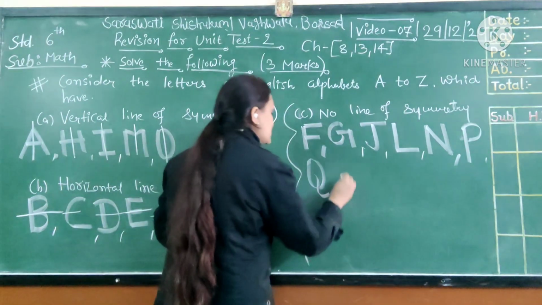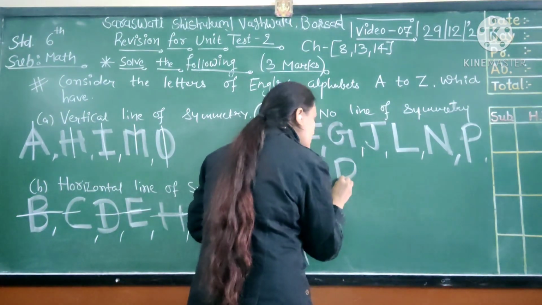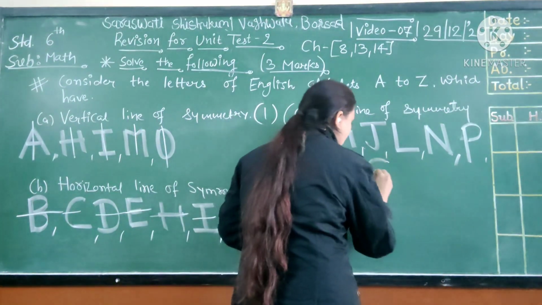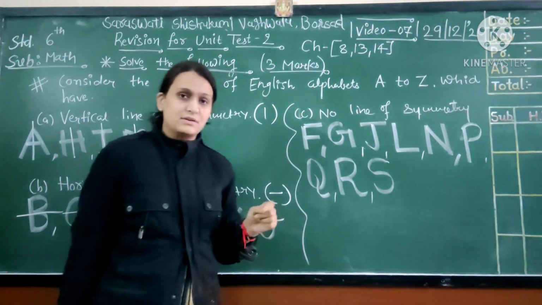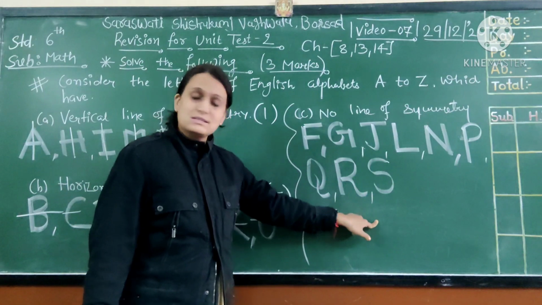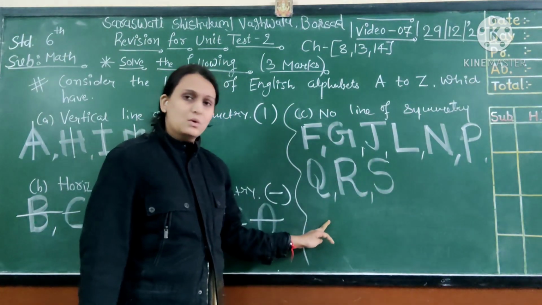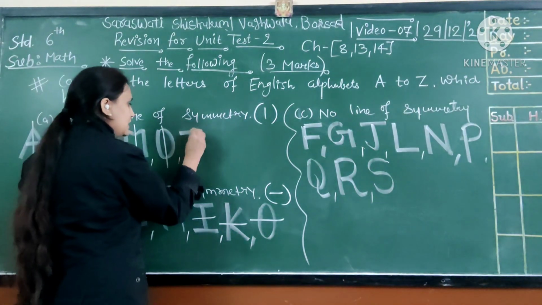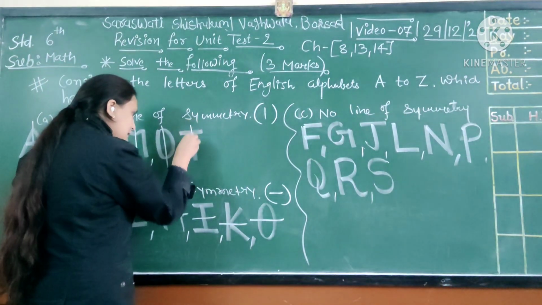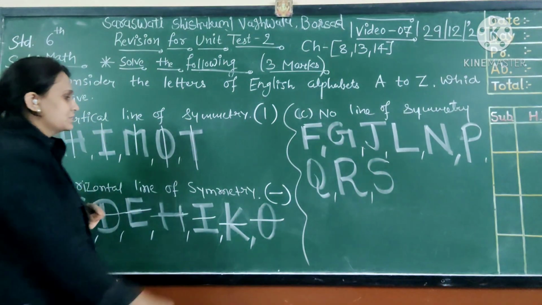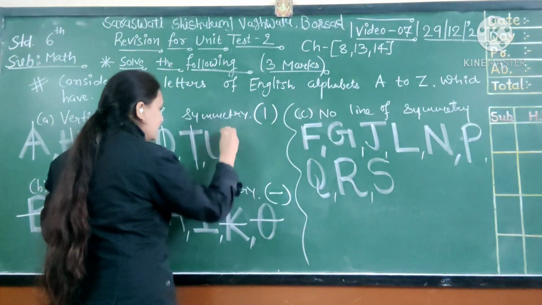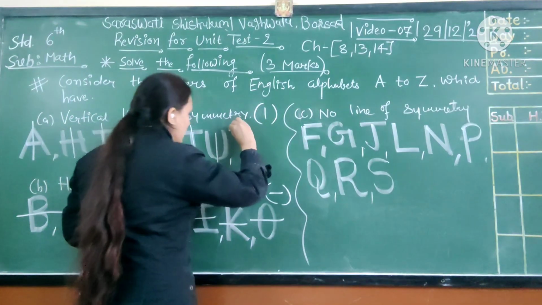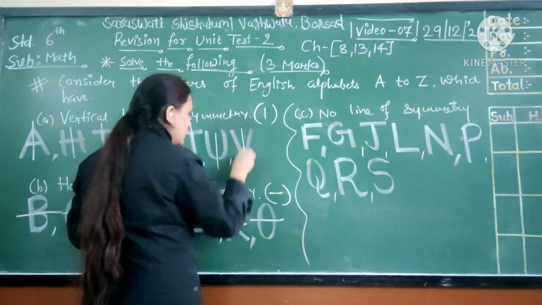Then R. So R also has no line of symmetry. Then after R, S. So S also has no line of symmetry. So P, Q, R, S, all four letters will come in no line of symmetry. Then after S, letter T will come. So T has vertical line of symmetry. Then after T, U. So U also will come in vertical line of symmetry. Then V. So V will also come in vertical line of symmetry.